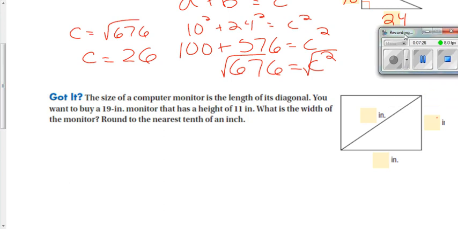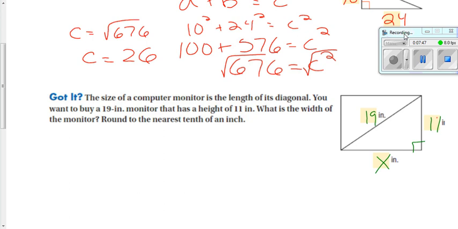The size of a computer monitor is the length of its diagonal, which I bet you didn't know. TVs, when you're talking like a 52-inch TV, that is the length of the diagonal. All right, so you want to buy a 19-inch monitor. 19 inches is my diagonal. The height of 11. Question says, what is the width of the monitor? So be careful. This time you are finding the x.